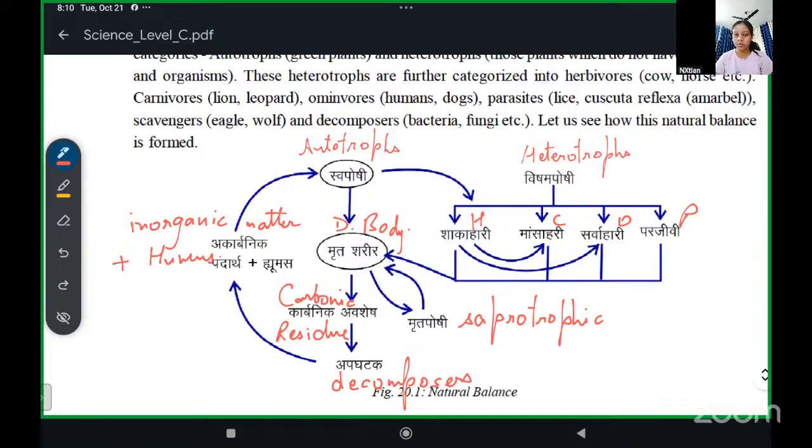Herbivore animals eat the plants. Now, when the autotrophs and heterotrophs die, their body is broken down into simpler substances by the saprotrophs and decomposers. What are they? Bacteria, fungi, and all. They break down their body into simpler substances and form carbonic residue. Understood? This was the cycle.